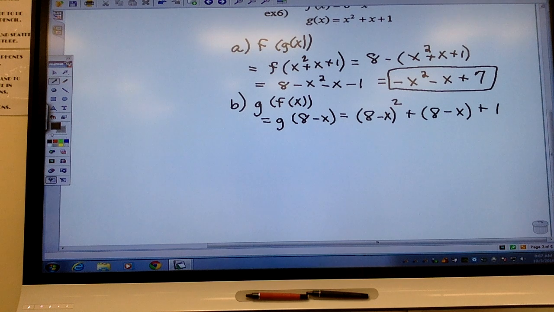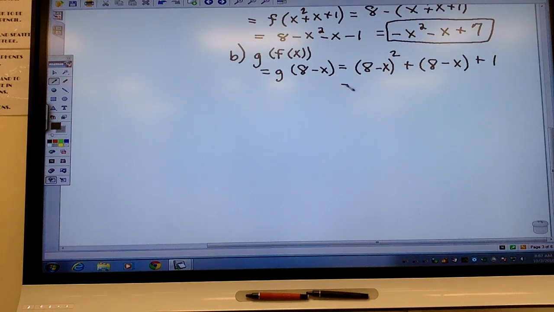So I'm going to square the quick way. If you remember, a quick way to square this is square the first term, so that'll be 64, minus 2 times 8 times x, so that'll be 16x, and then x squared, so that'd be plus x squared. Then we'll have our plus (8 minus x) plus 1. I only put that in parentheses so that you knew I was substituting.